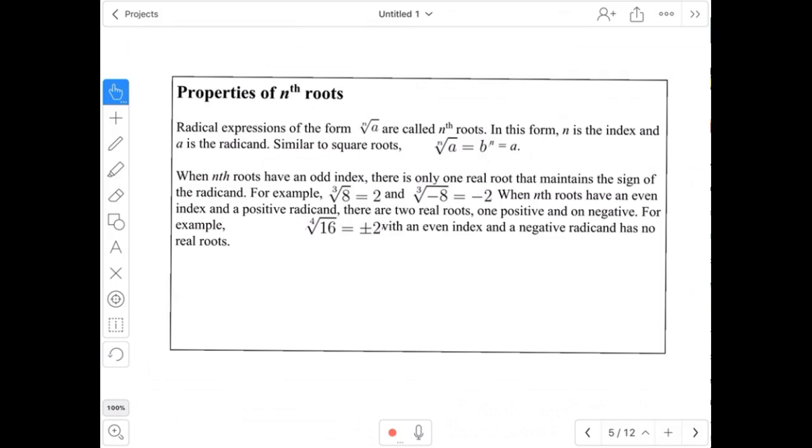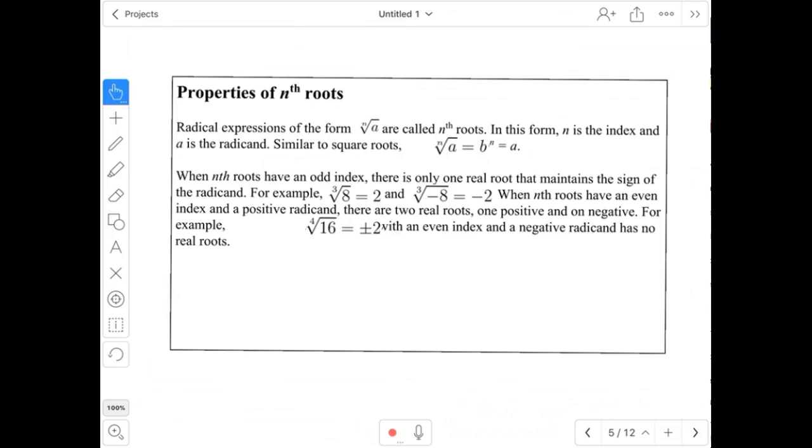Radical expressions in the form the nth root of a are called nth roots. In this form, n is the index and a is the radicand. Similar to square roots, a to the nth root is equal to b, where b to the n is equal to a. When nth roots have an odd index, there is only one real root that maintains the sign of the radicand. For example, the cubed root of 8 is equal to 2, and the cubed root of negative 8 is equal to negative 2.